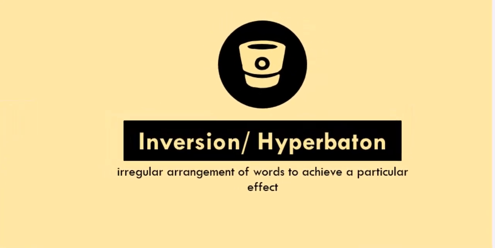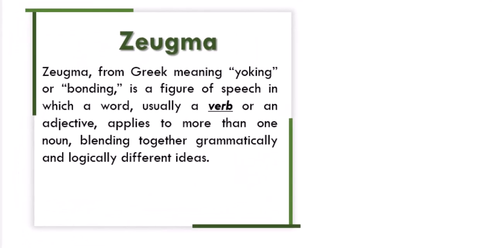Okay, so first on the list we have zeugma. Now, what do we mean by zeugma? Syllepsis. Zeugma, from the Greek word meaning yoking or bonding, is a figure of speech in which a word, usually a verb or an adjective, in most cases a verb actually, applies to more than one noun, blending together grammatically and logically different ideas. So when we use a verb to connect two or more nouns together, you yoke them together. Remember the word yoke.